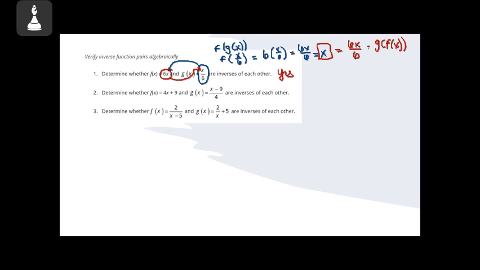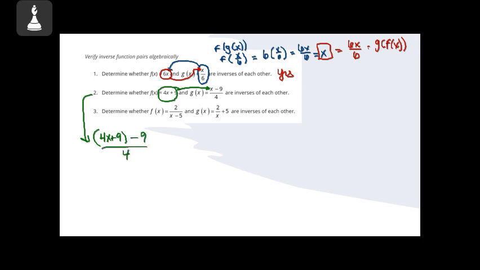So the next pair is 4x plus 9 and x minus 9 all over 4. So let's plug this one in to x over here. I'm going to come down here. So instead of writing x minus 9, I'm going to do 4x plus 9, because that's taking the place of x, minus 9 all over 4.